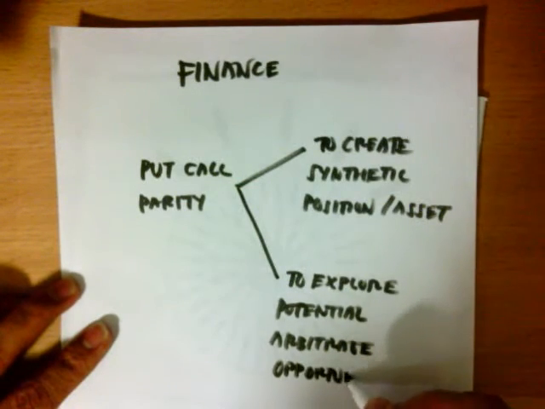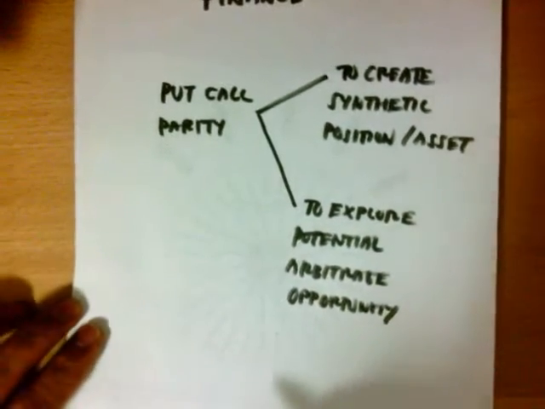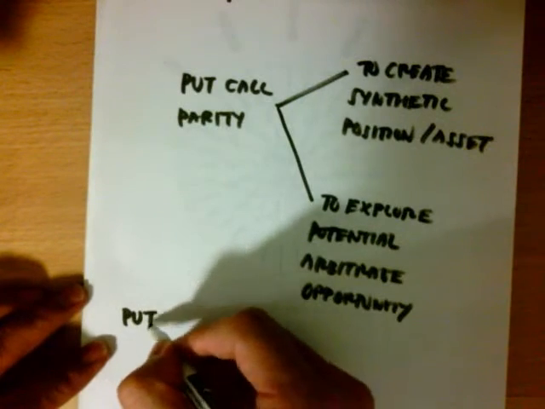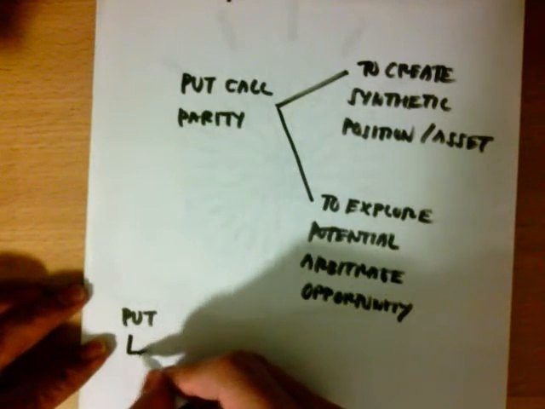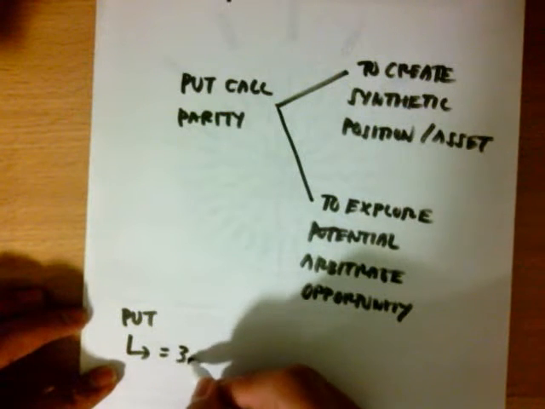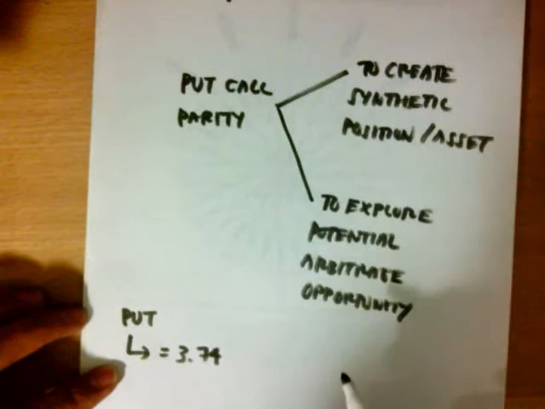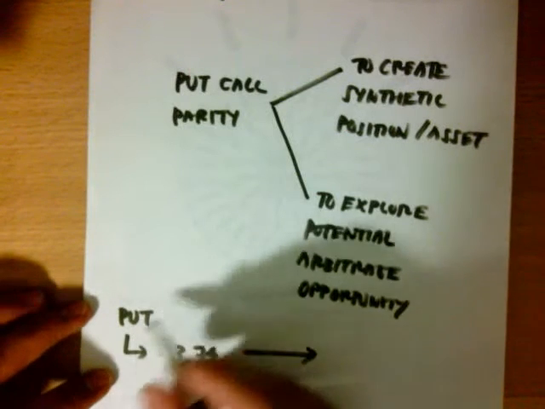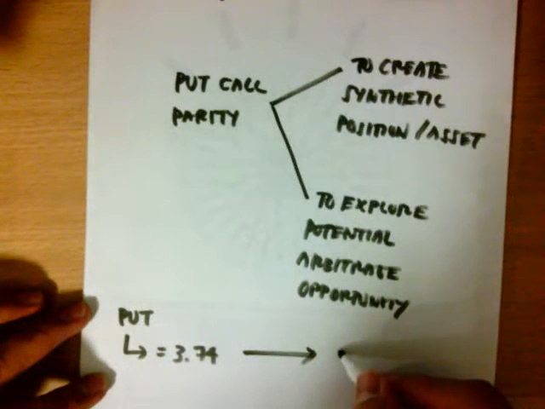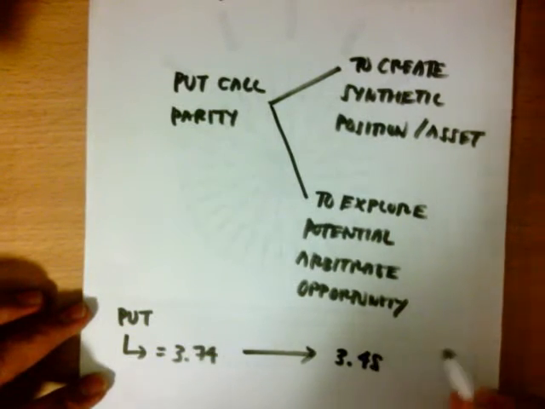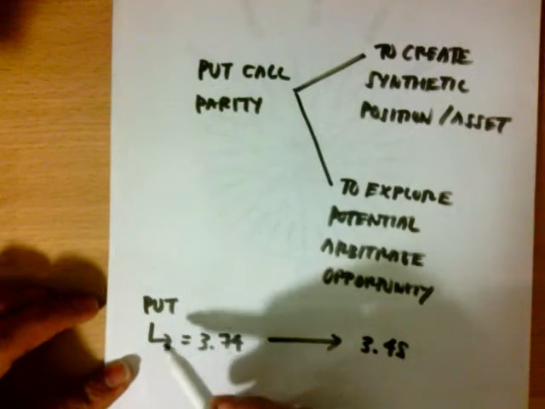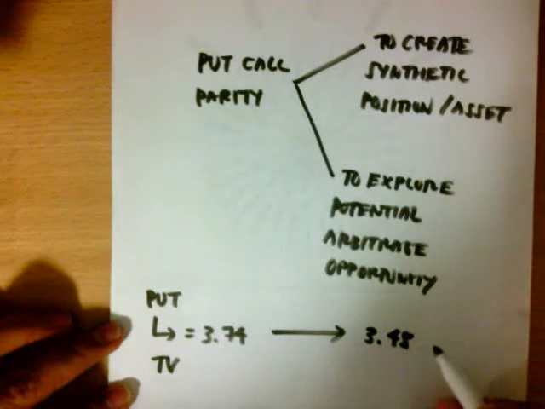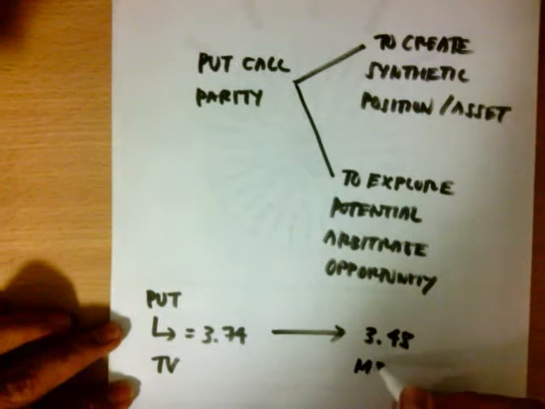So basically what it means, let's say we calculate the value of a put option. Let's say that the value of the put option using the put call parity is $3.74. Okay, and let's compare the value that we got from the put call parity to the actual market price. Let's say it's $3.48. So the value that we got from the put call parity will be the theoretical value, while the $3.48, which is the actual price right now, is the market price here.